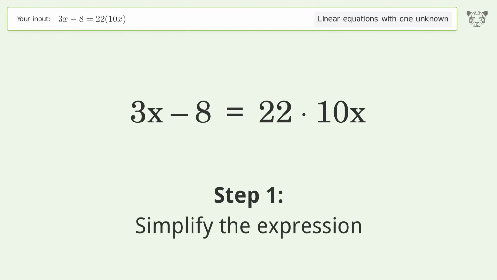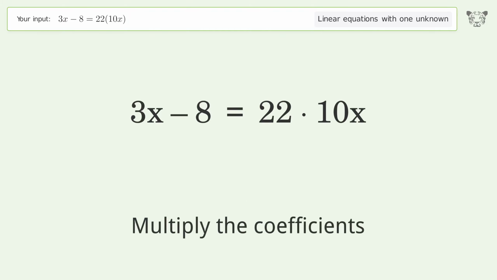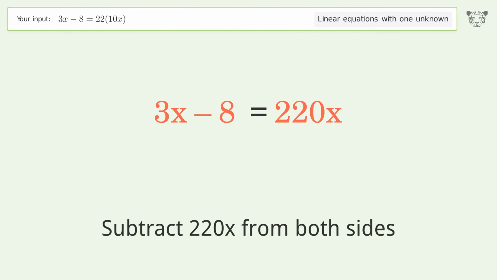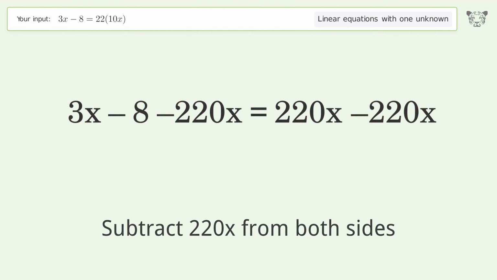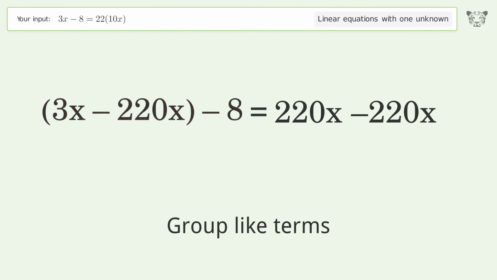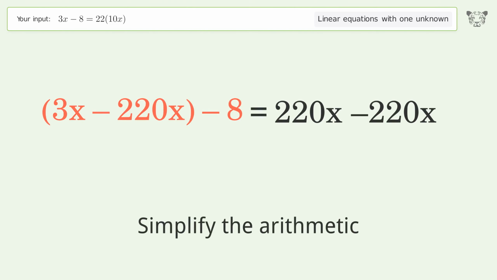Simplify the expression. Multiply the coefficients. Group all x terms on the left side of the equation. Subtract 220x from both sides. Group like terms. Simplify the arithmetic.